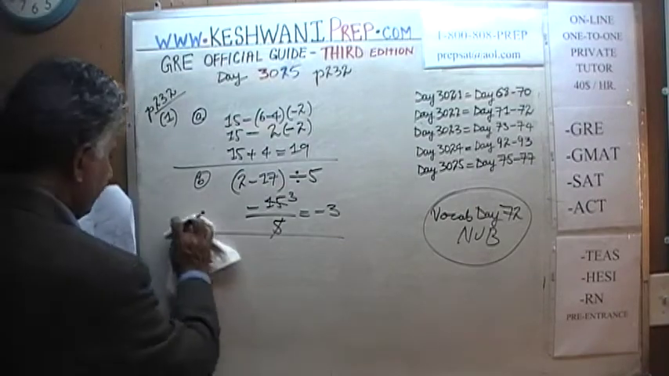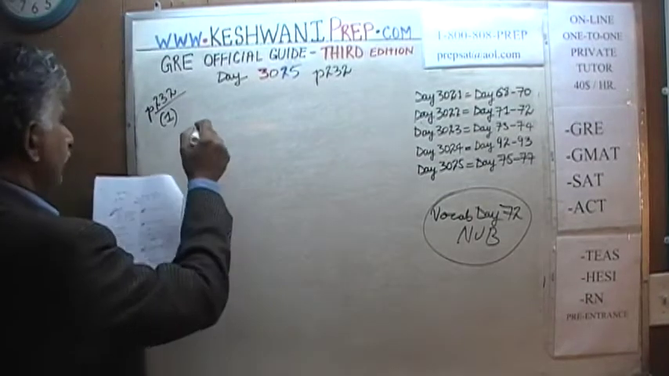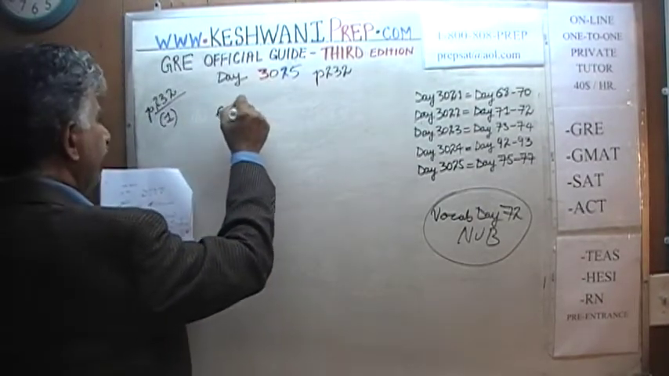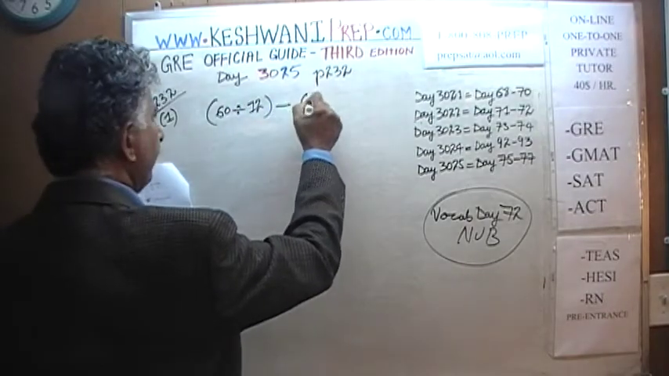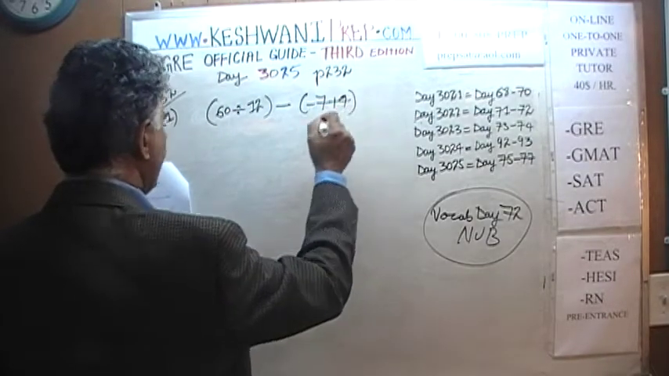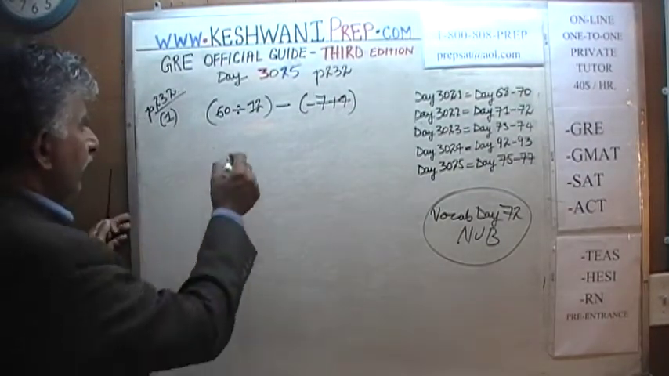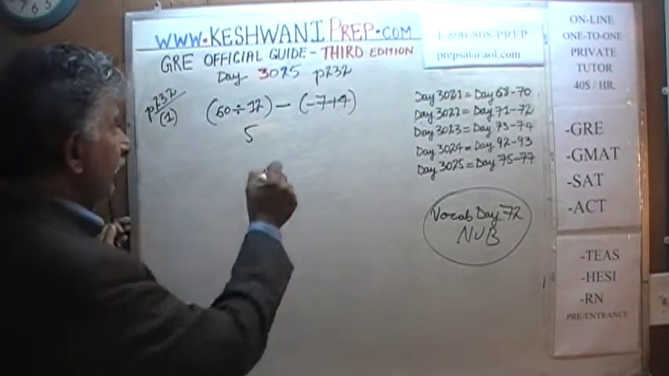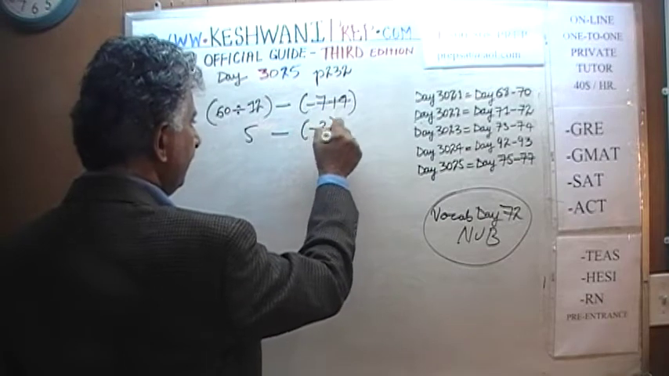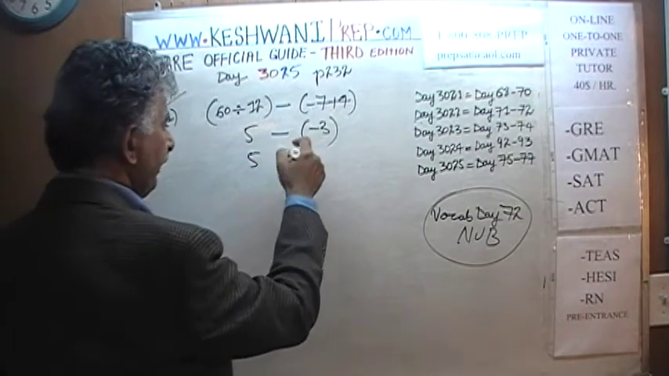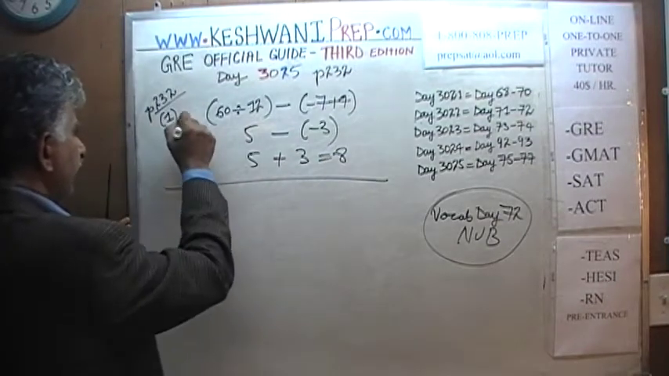let's do C on the top. C is 60 divided by 12 minus negative 7 and a positive 4. 60 divided by 12 is 5. We do the parentheses first. Here also we're going to take care of the parentheses first. Negative 7 and positive 4 is going to give us negative 3. And now we open the parentheses. Negative and negative is positive. Positive 3, the answer is 8. That was C.